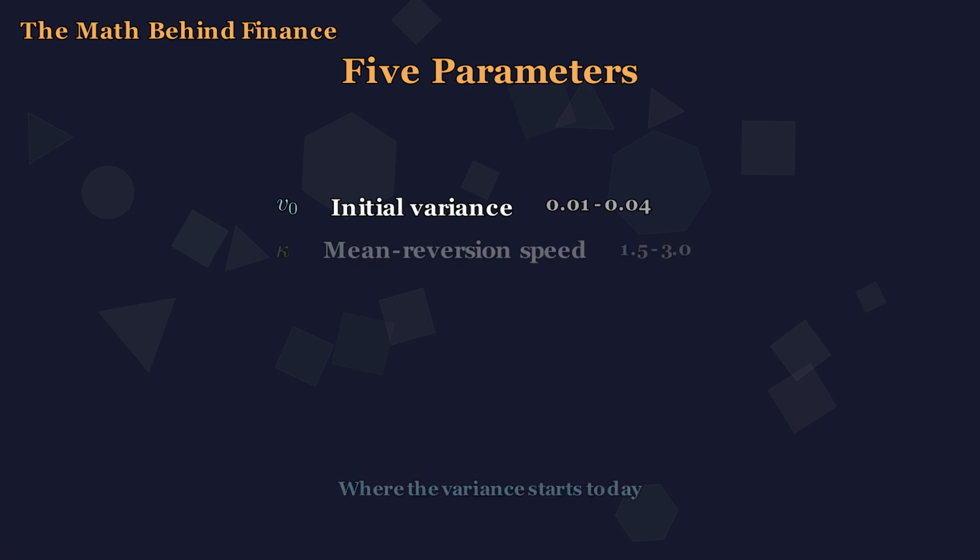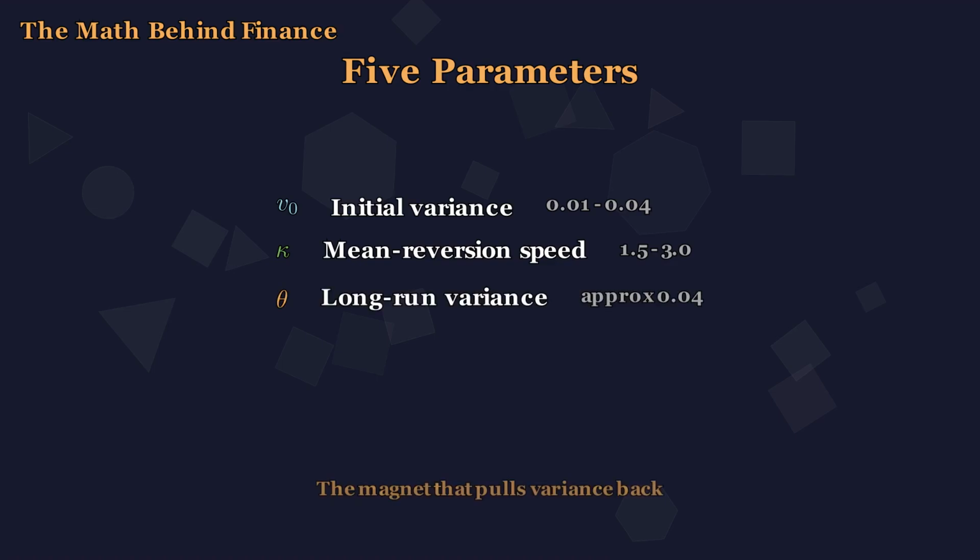Kappa, the mean reversion speed. Think of it as a spring. The stronger the spring, the faster variance snaps back to its long-run level. Theta, the long-run variance. This is the magnet. No matter where variance wanders, kappa pulls it back toward theta.